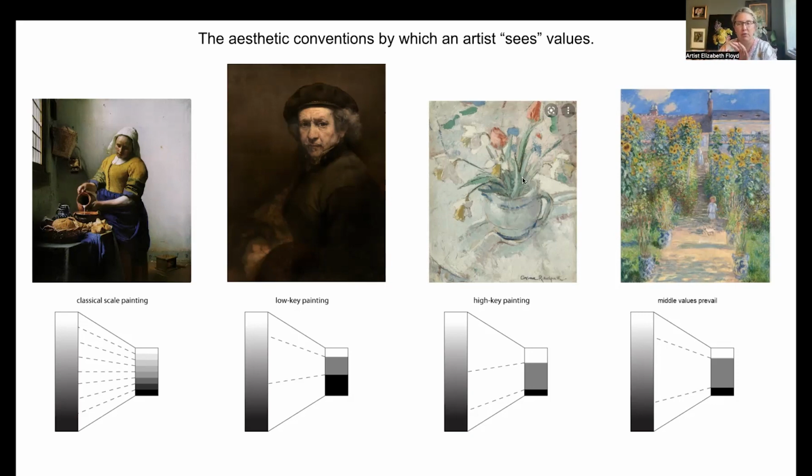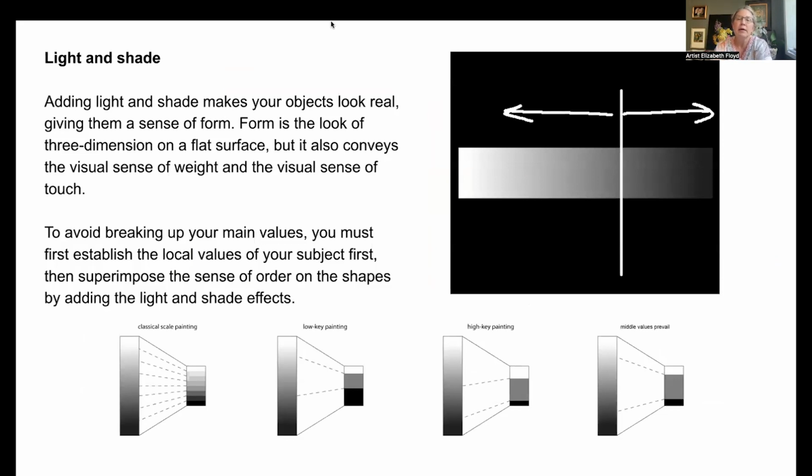Okay, now light and shade is something we're always having to organize, and adding light and shade makes your objects look real. When you're creating a painting and you have the outline of the object, immediately adding light and shade to that outline starts to give it 3-dimensional form, that sense of form. And form is the look of 3-dimension on a flat surface, but form also, in art, conveys a sense of weight and visual sense of touch.